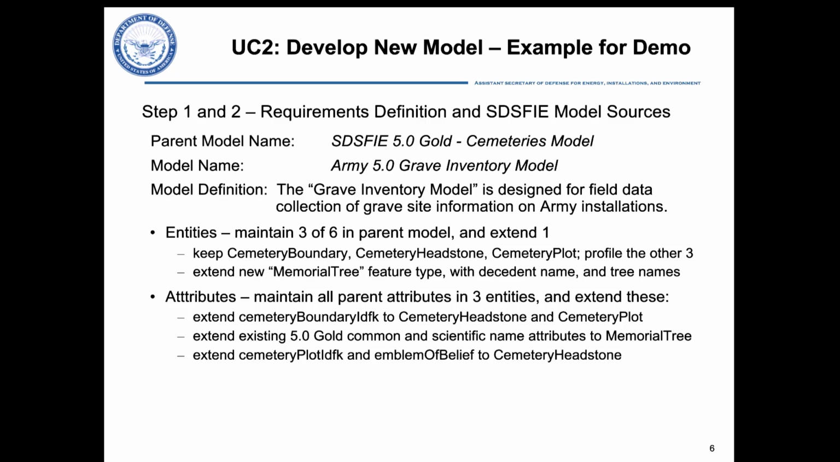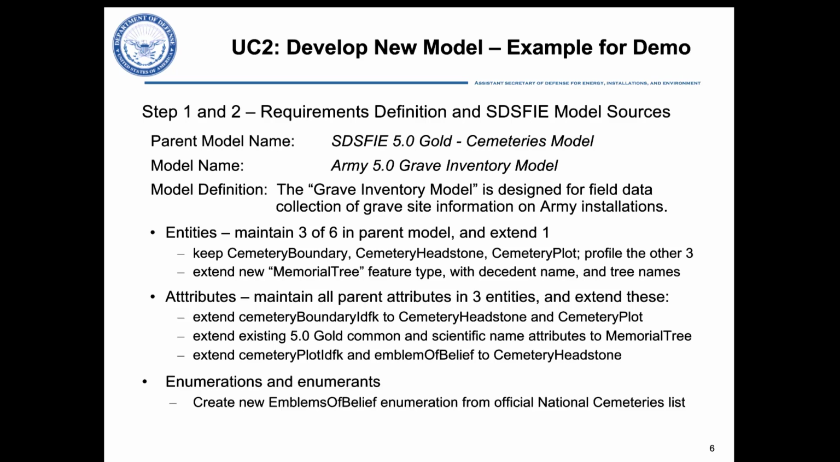Additionally, the type of memorial tree will be captured using the standard species common name and species scientific name attributes used in several entities in the natural resources functional area of the current gold model. Finally, an emblem of belief attribute is extended to the cemetery headstone feature type to capture the symbol that is featured on the headstone or marker. Because the National Cemetery Administration defines a specific list of emblems, an enumeration for the emblems of belief can be extended and used to constrain the new attribute with a pick list.